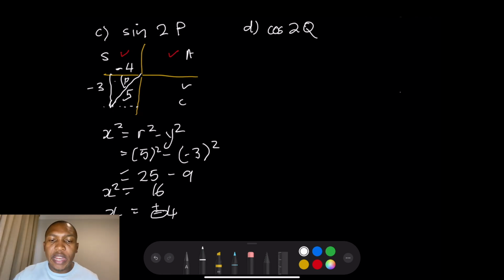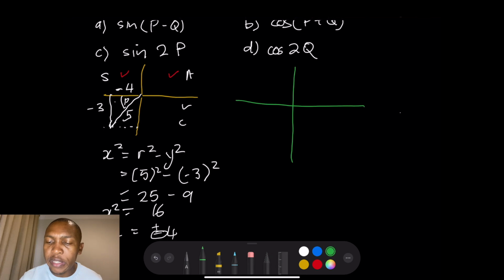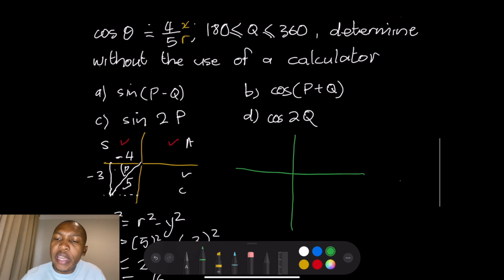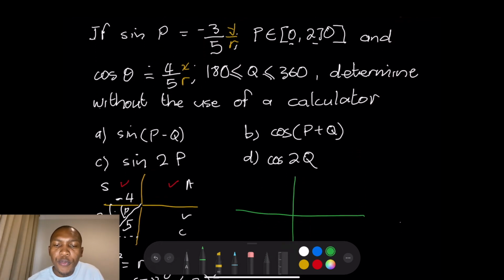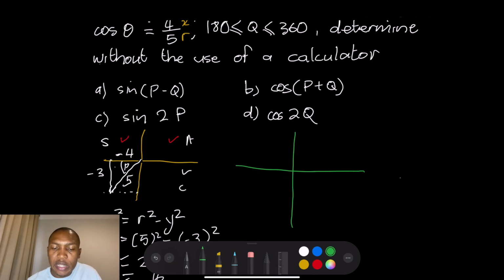All right, now let's draw the same diagram, the triangle for Q. Maybe let me try and make it different. Okay, so for Q, there it is. There's my Cartesian plane again. So what did they say about Q? Now we've got x/r, it's 4/5. Cos is positive. Now, where is cos positive when we use our CAST diagram? Cos is positive in the first quadrant as well as in the fourth quadrant.